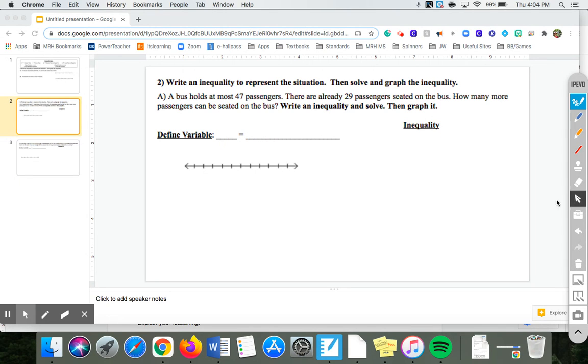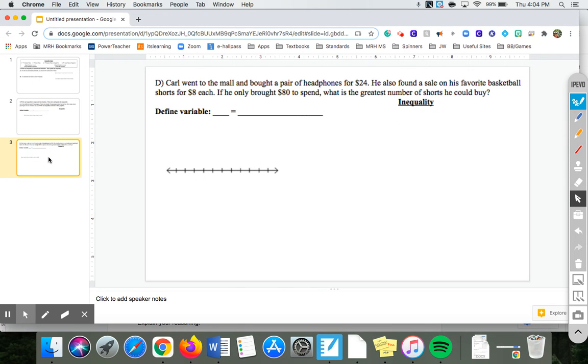Looking at a two-step. Two-step means that there's two operations acting on a variable. In this one, it says Carl went to the mall and bought a pair of headphones for $24. He also found a sale on his favorite basketball shorts for $8 each. If he brought only $80 to spend, what is his greatest number of shorts that he could buy?